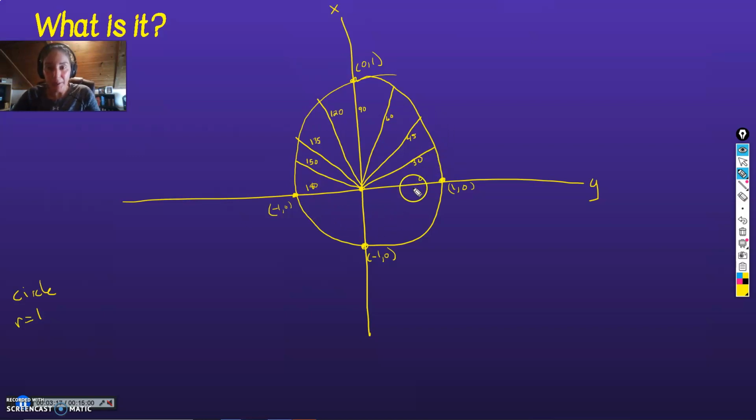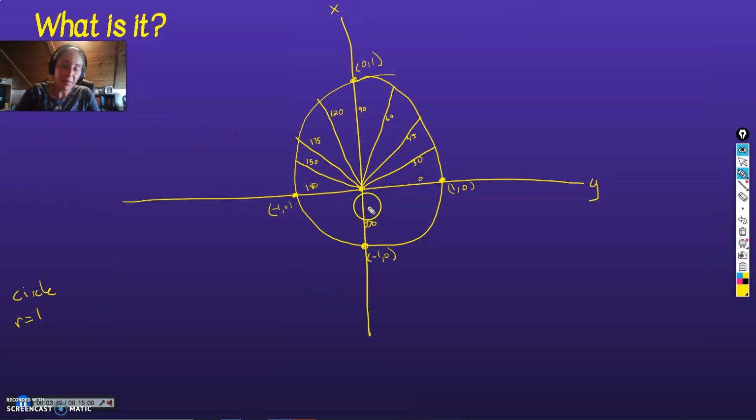And we keep going all the way around. Again, plus 30, plus 45, plus 60. And then we get to 270. And then we keep going, plus 30, plus 45, plus 60, plus 90. It's always 30, 45, 60, 90, all the way around.